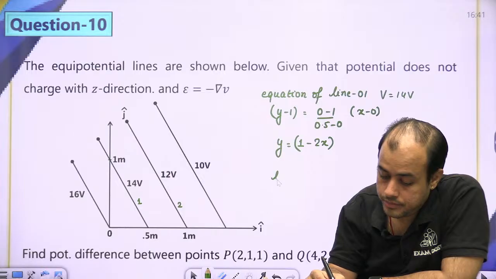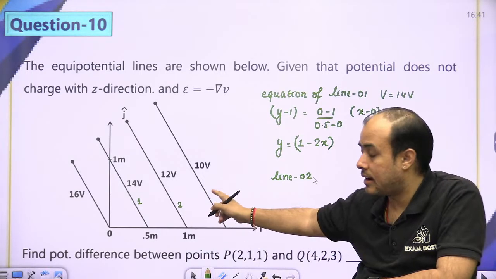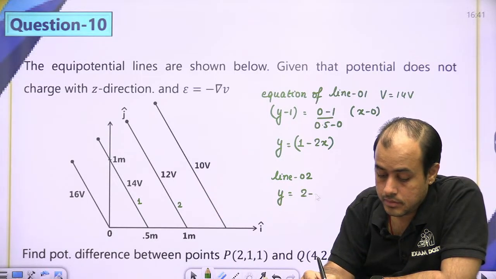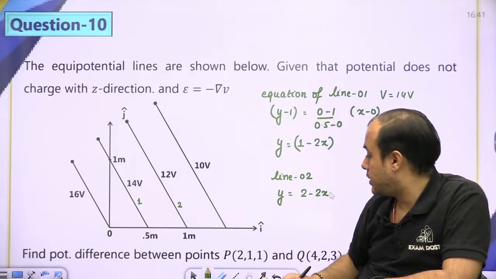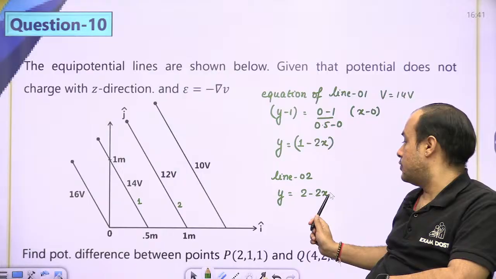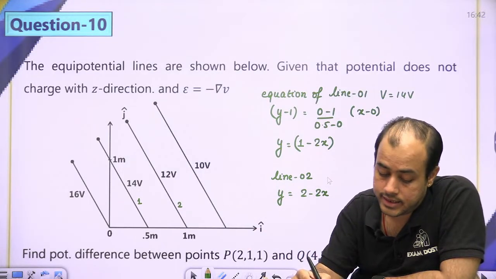Similarly, line 2. These are all parallel lines, so the slope should remain the same. 2 minus 2x. Why? Because it should become 0 at x equal to 1, so putting x equal to 1 should give 0, so 2 minus 2x. This is how the lines run.